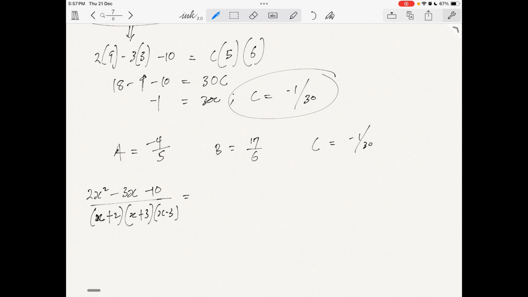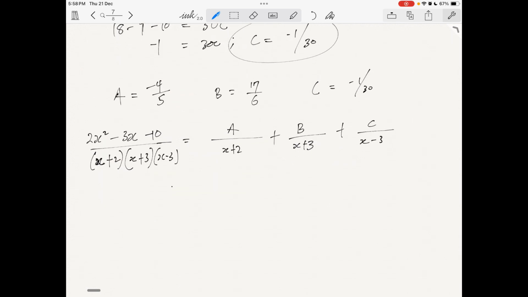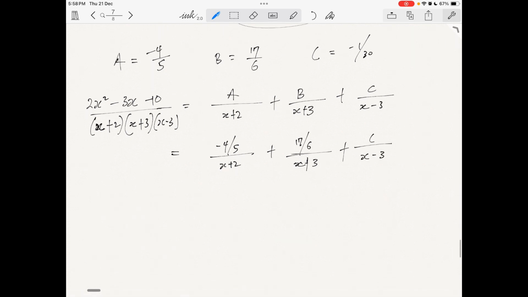So this will be a divided by x plus 2 plus b divided by x plus 3 and then plus c divided by x minus 3. So when we substitute, we have minus 4 over 5 divided by x plus 2 plus 17 over 6 divided by x plus 3 and plus c divided by x minus 3. Sorry, our c has been substituted to be minus 1 over 30.